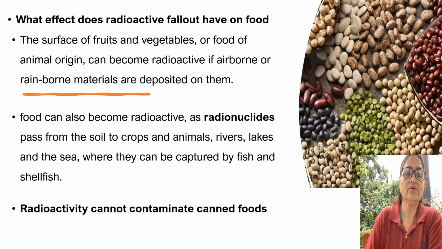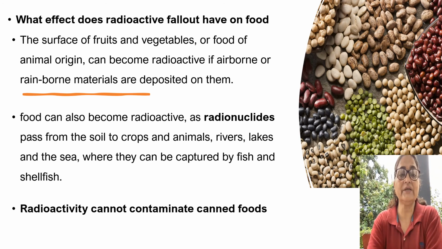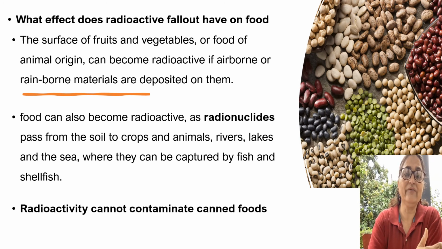Now, what effect does it cause on our food? The surface of fruits and vegetables or food of animal origin can become radioactive if airborne materials are deposited on such food materials. Food can also become radioactive as radionuclides pass from the soil to the crops and animals. So you can understand how harmful they are. They can enter through the soil also. If the radioactive substances are deposited in the soil bedrocks, then through the water channel they can enter our crops also. And such crops will always be radioactive crops.